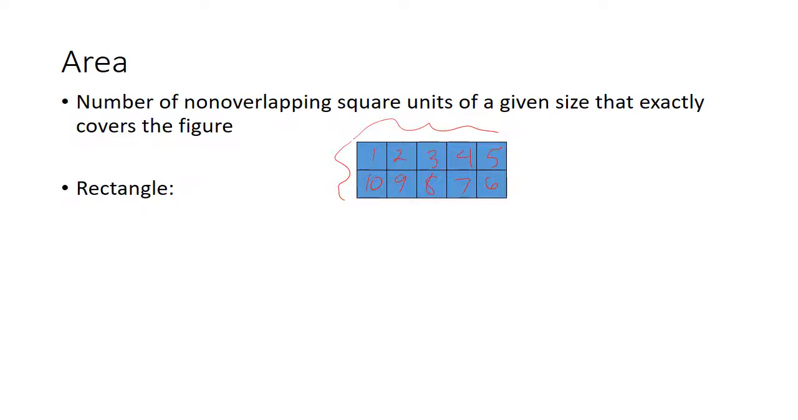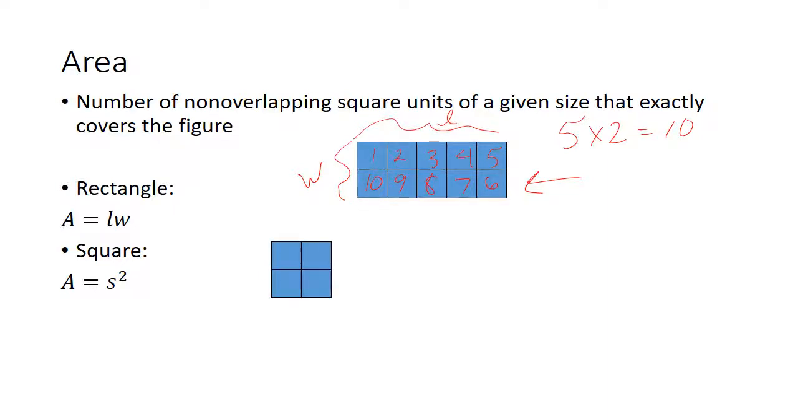So for a rectangle, the way you do it is you're going to do your length, like here, times your width. So here our length was 5 and our width was 2, which gives us 10 units, which is what we counted on the inside. For a square, we're just going to take our sides squared. So remember that for a square, if this is the side and this is the side, then you're doing basically length times width, which would be S times S, and S times S is S squared.